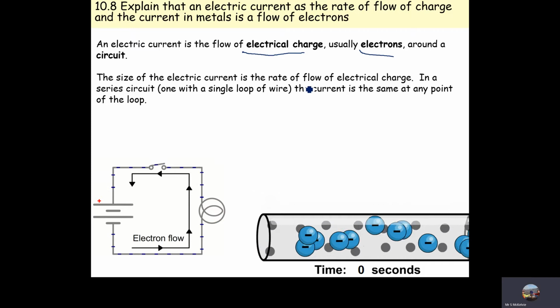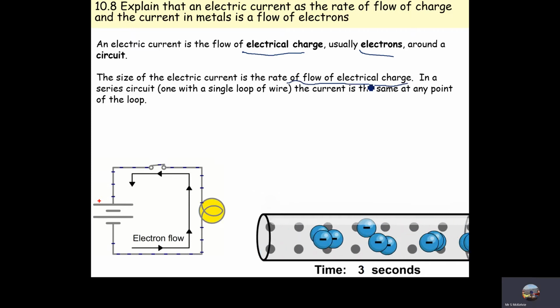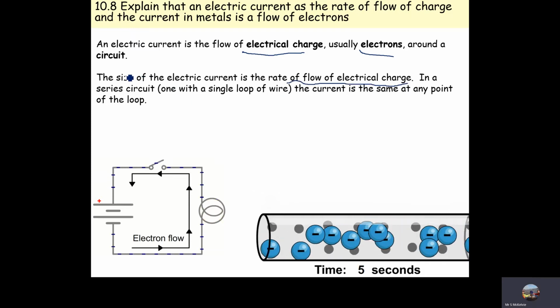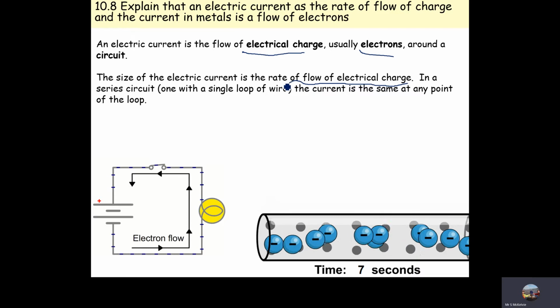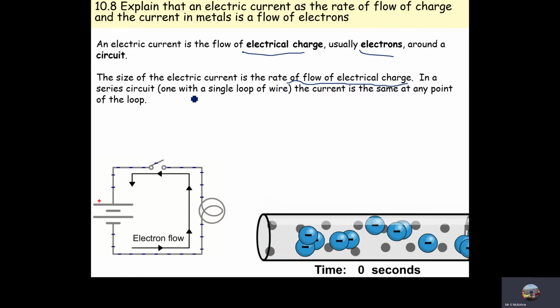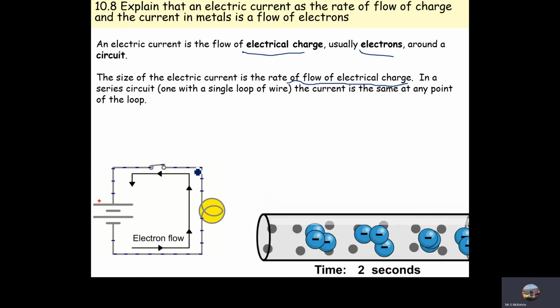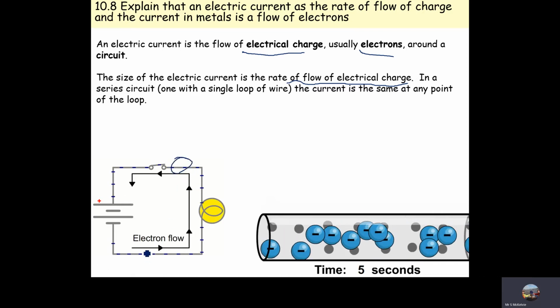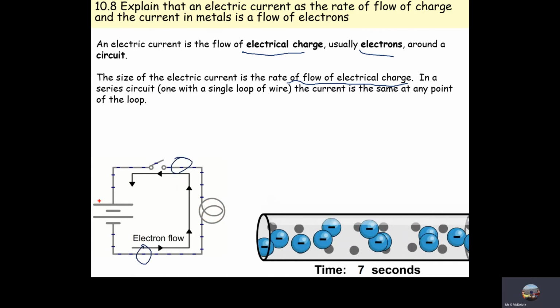The size of electric current is the rate of flow of electrical current. So we don't really talk about current being big or small. We just say that the rate gets bigger or the rate gets smaller. In a series circuit, the current is the same at any point of the loop, which means the rate of flow here will be the exact same over here. Here we have a copper wire. We have the electrons flowing through the copper wire.